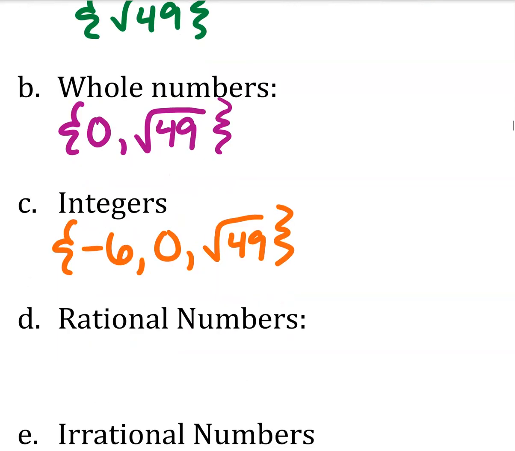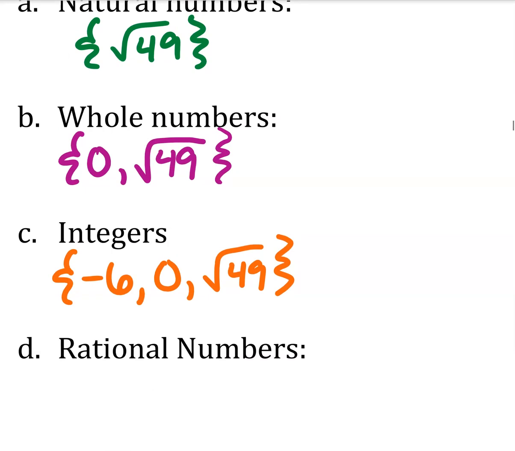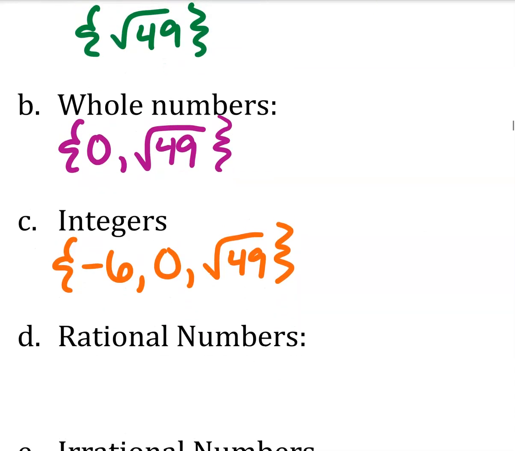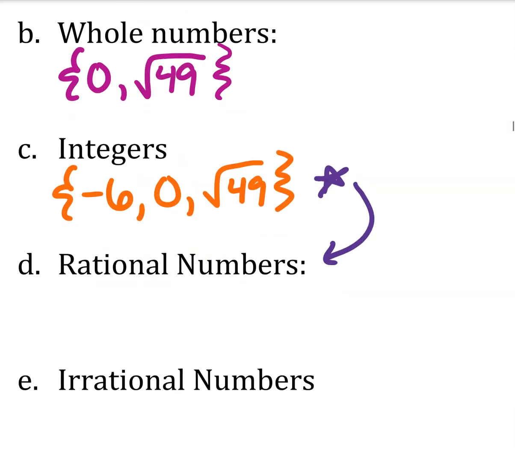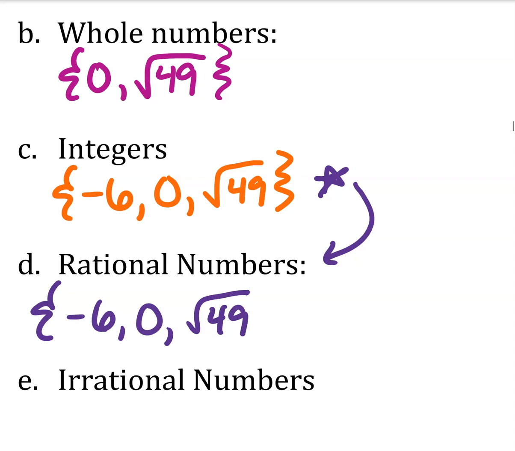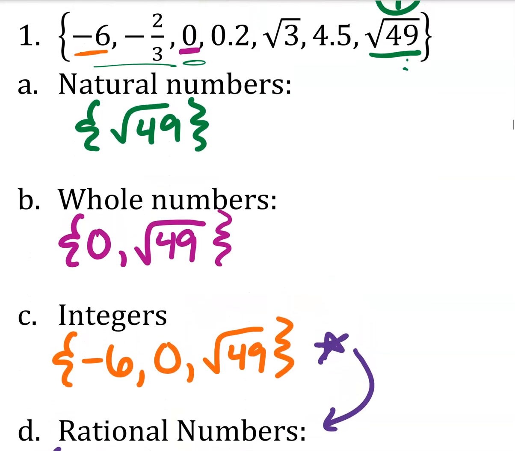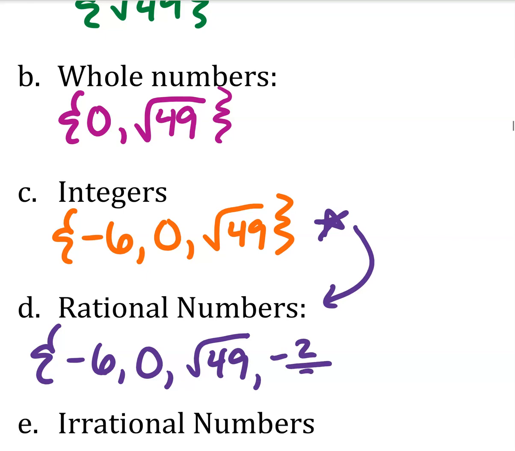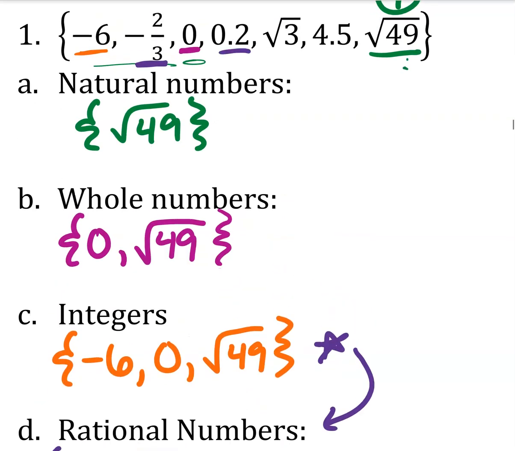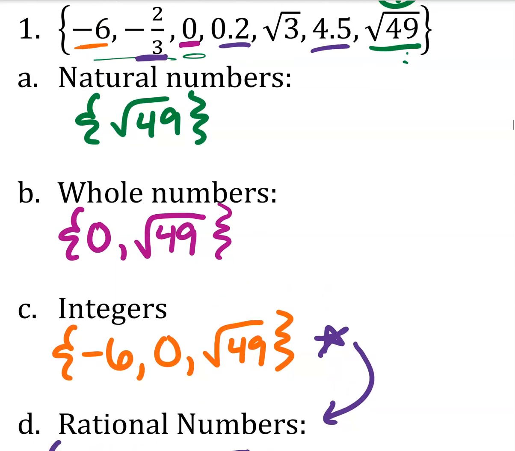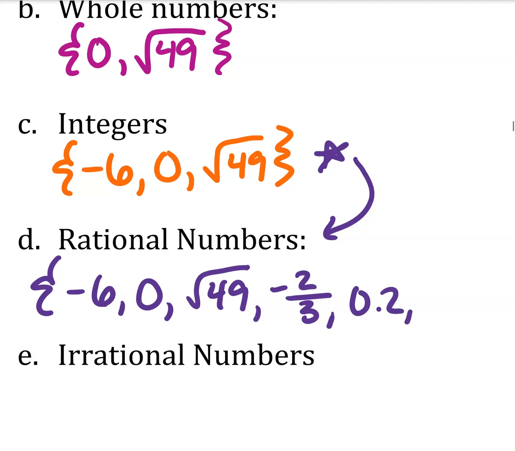This is the confusing one. So with your rational numbers, you want all the fractions and all the nice decimals, like the ones that end, okay? You can also use anything from up here, it's automatically going to go in there. So if you want to start with that, do that. Start with -6, 0, and square root 49 because I already listed those. Now I'm going to go back up to my set and ask, what's a nice fraction, a nice decimal? -2/3 is a nice fraction, so I'm going to put that one. 0.2 is a nice one, and 4.5 is a nice one, so I'm also going to put those.